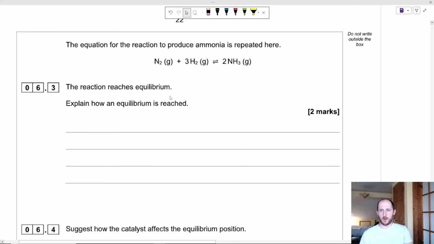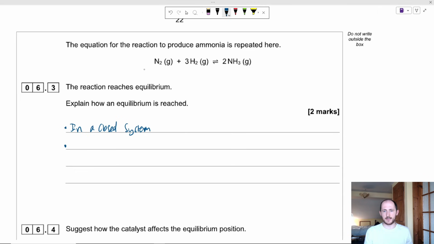Now we're talking about how equilibrium is reached. Again, remember this is a reversible reaction. So as these react, they form ammonia, and ammonia will then break back down into nitrogen and hydrogen, but obviously at a certain equilibrium point. So how is an equilibrium reached? Well, the first thing that you need to write is in a closed system, because you can't actually have an equilibrium without a closed system, because otherwise gas will just continuously leak out.